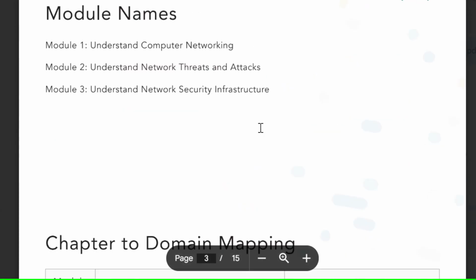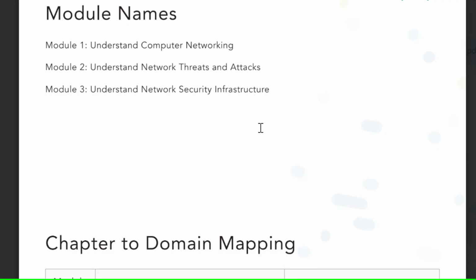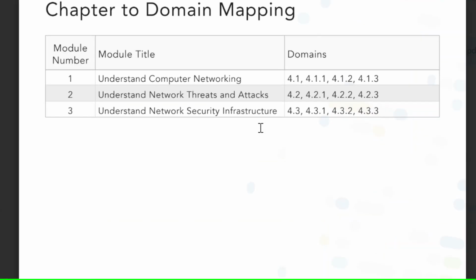So these are the modules we are going to cover: understand computer networking, understand network threats and attacks, and understand network security infrastructure, and under this we have domain mapping. Under computer networking, we have three subdomains. Understand network threats and attacks, we have four subdomains. Understand network security infrastructure, again we have four subdomains.